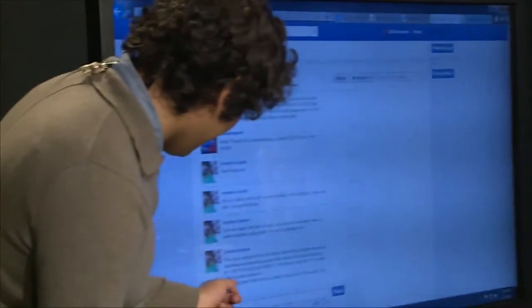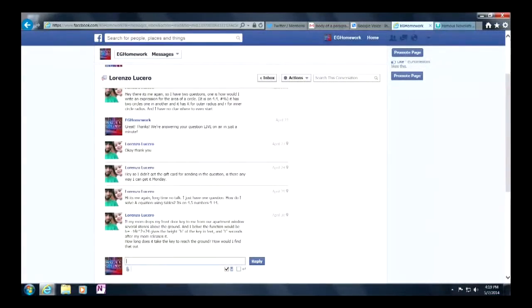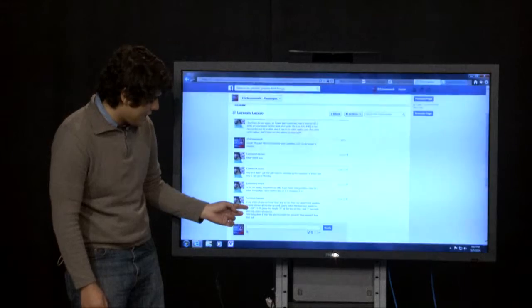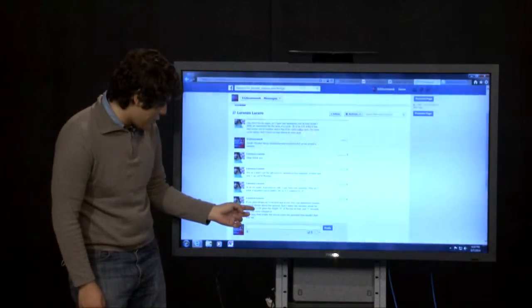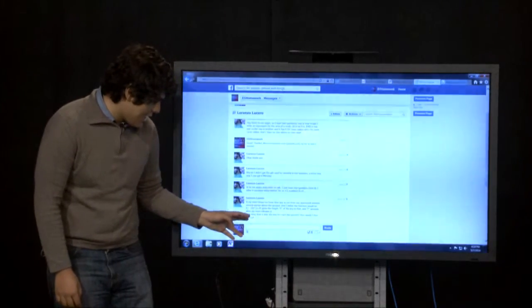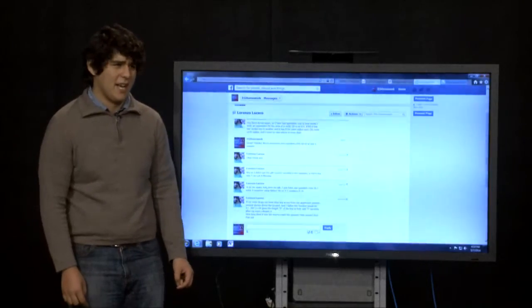All right, well, let's check on our social media board to see if we've got any other questions going on. We got another math question, this one down here. If my mom drops my front door key from our apartment window several stories above the ground, and the function is defined by height is equal to negative 16t squared plus 24, where h is the height and t is seconds, how long does it take the key to reach the ground, and how would I find that out?